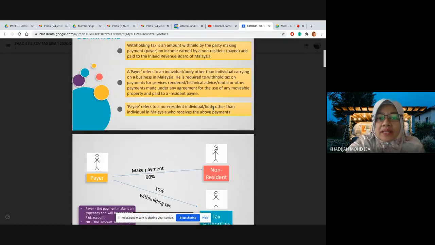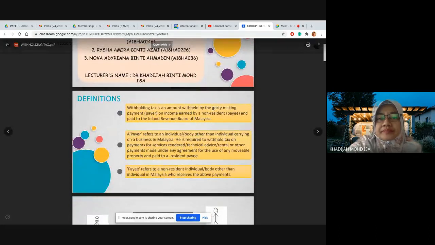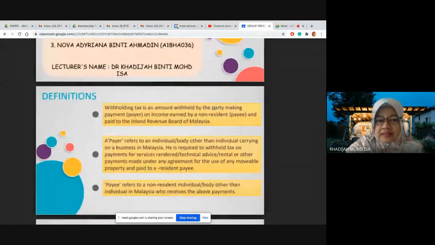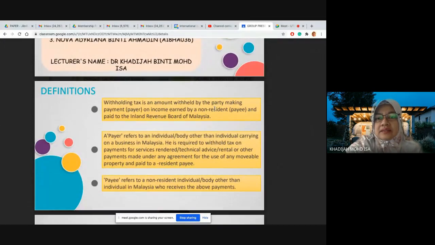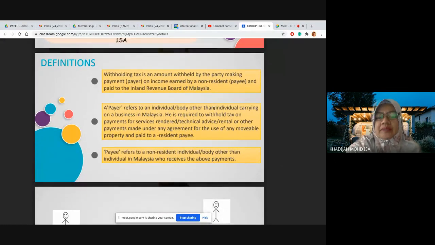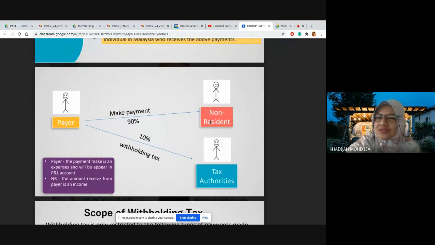So withholding tax, remember, is a law that requires withholding of tax by the payer before payment to a non-resident person. I always draw this in class: you make payment of 90% to the non-resident, assuming that the withholding tax rate is 10%. So the 10% here is what you should pay to the IRB. So the compliance here is, number one, you have to withhold tax at the specific rate. Then whatever you withhold, you have to pay to the IRB within 30 days from the date of credit or payment. That's all.